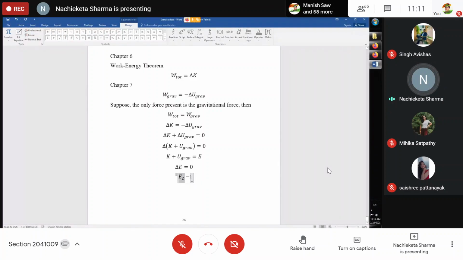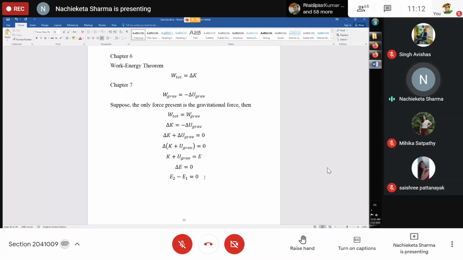E2 minus E1, this becomes E2 minus E1 is equal to 0. Or you can write, that means change in the total mechanical energy is equal to 0. So there is no change actually. Or you can write E2 is equal to E1. That means the total mechanical energy remains conserved if only gravitational force is present.